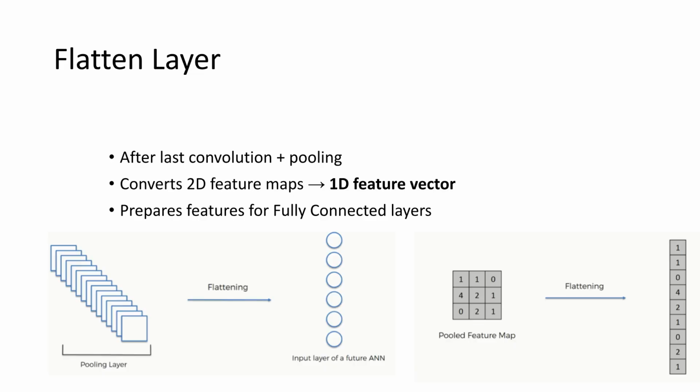After the last convolution and pooling layers, we have 2D feature maps. The flatten layer converts these 2D feature maps into a 1D vector. This transformation is necessary because the fully connected layers that follow expect a vector as input, not a matrix. It's a bit like unrolling an image. We take all the values from the feature maps and align them into a single long sequence. This sequence contains all the features extracted by the previous layers, ready to be used for classification.